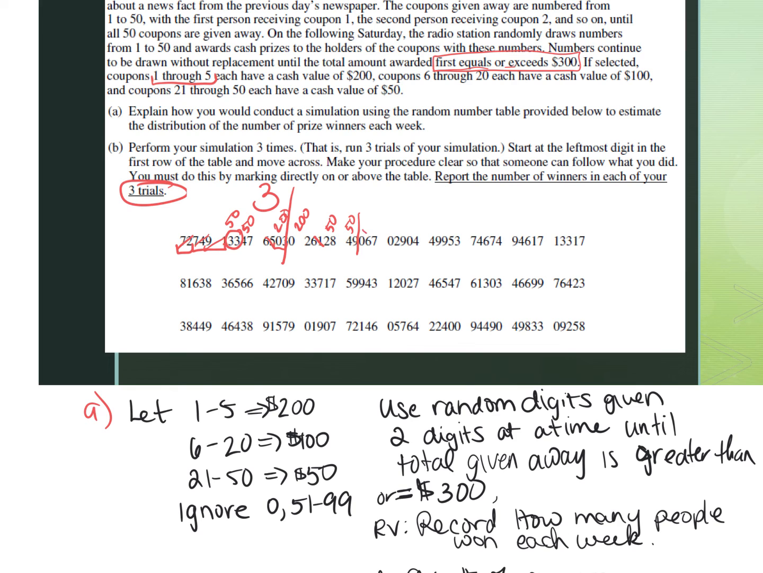So that's $100, right? And then 70, I ignore. 29 is 50. And 4 is 200. See how I'm over 300? But I'm going to stop, right? I don't have to say, oh, I can only give away a $50 winner. So I again had 3 winners.